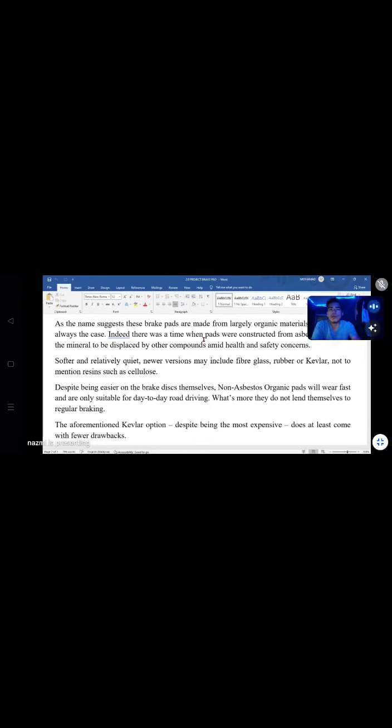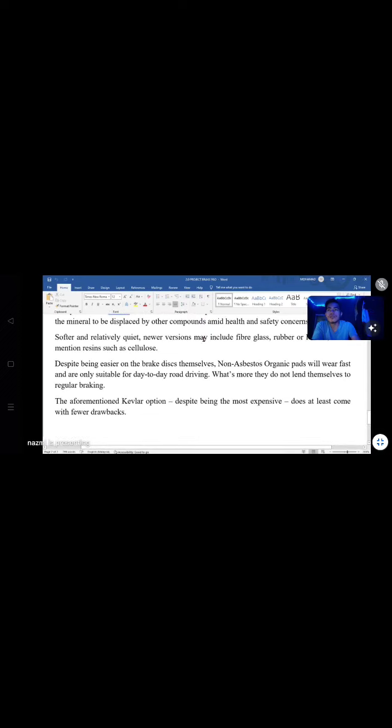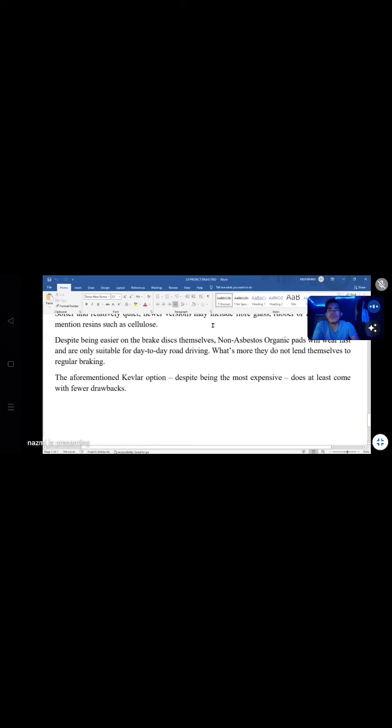So these brake pads are the more expensive, a bit expensive because it has a newer version like Kevlar, and it can also increase noise. So, despite being easier to break in themselves, non-asbestos organic pads will work fast and are stable for day-to-day road driving. What's more, they do not lend themselves to regular braking.